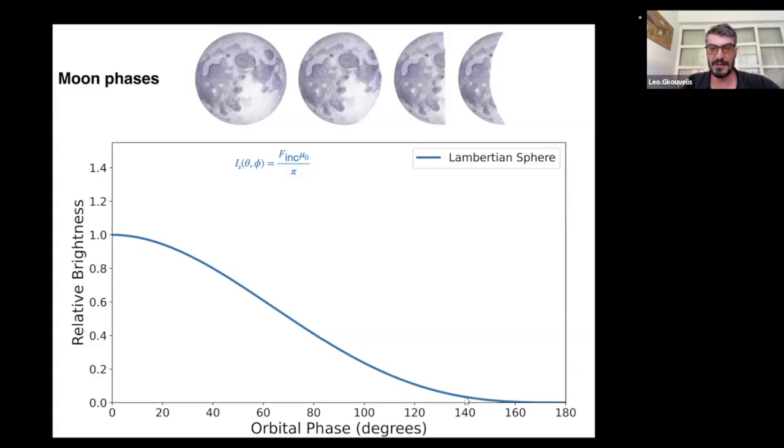So I'm assuming here that the surface, all the material that the moon has, reflects uniformly in space, right? So this is what is called a Lambertian sphere, and the phase curve would look something like this. Now, of course, the reality is not like this.